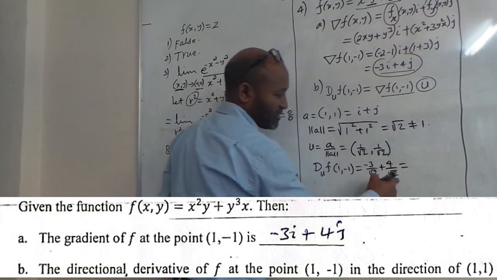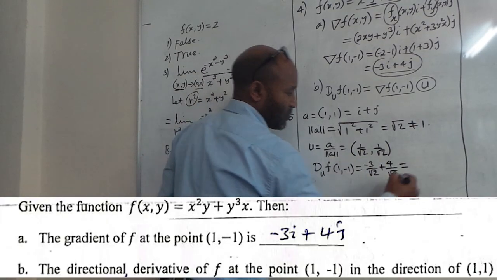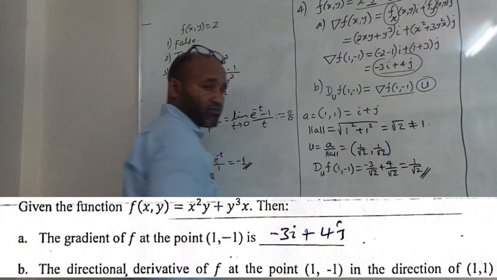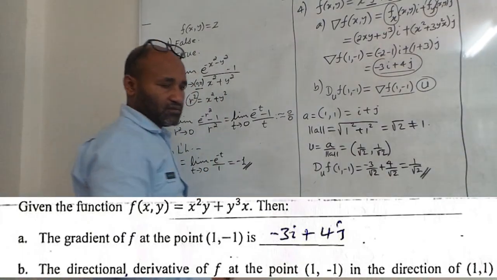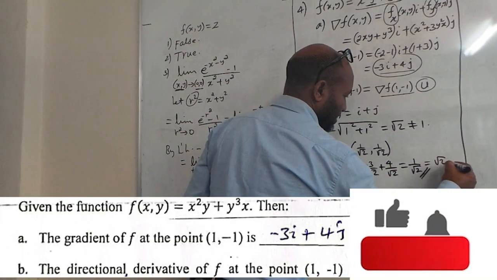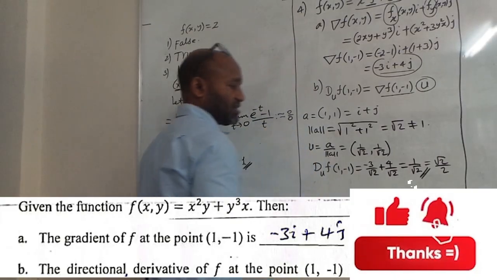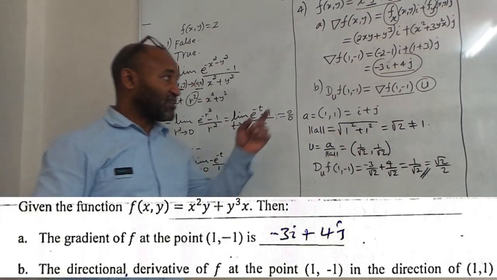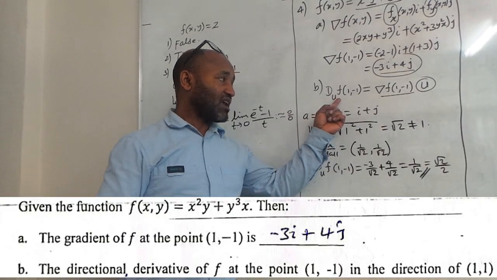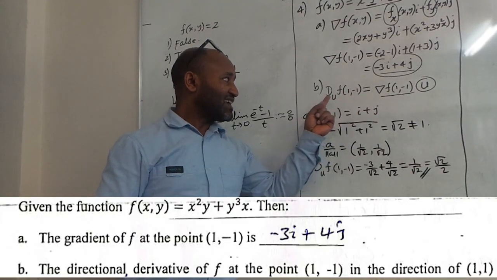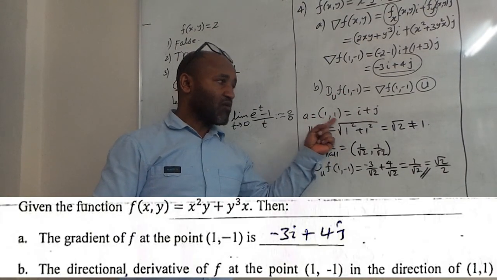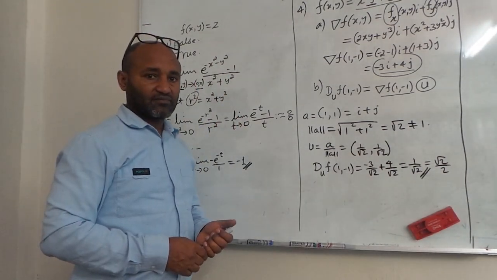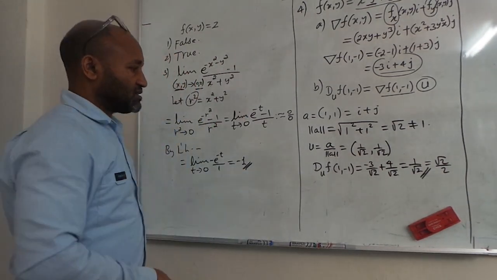Then the sum, with a common denominator: -3 plus 4 is 1, so 1 over radical 2, or radical 2 over 2. You can also simplify it by rationalizing the denominator. So 1 over radical 2 is the directional derivative of the given function f at the point (1, -1) in the direction of the vector a, (1, 1). That's B.